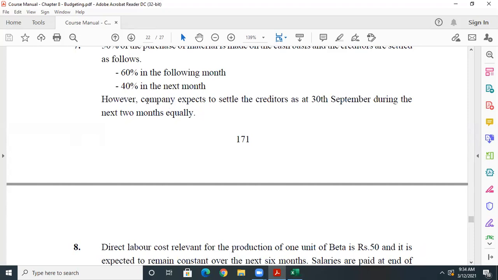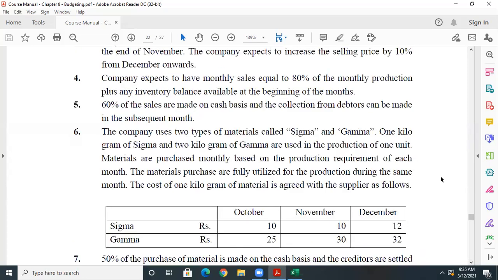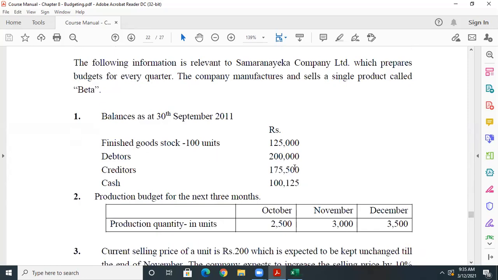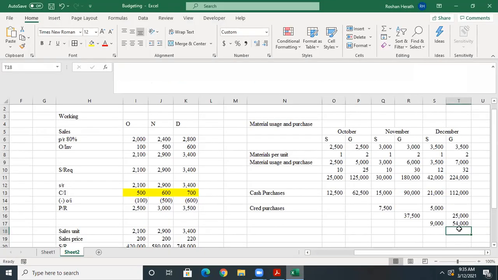Right, here it says, however, company expect to settle the creditors as at 30th September during the next 2 months equally.